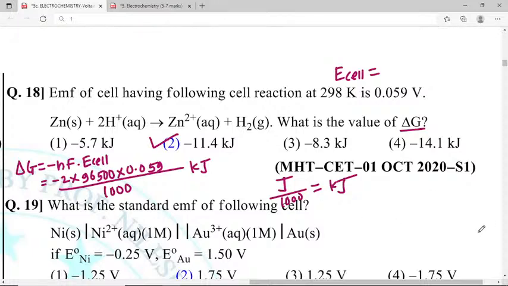Joule divided by 1000 will get the kilojoule. Conversion is very important. Here we have to calculate the kilojoule from the joule, so divide by 1000. If you divide by 1000, we'll get the kilojoule. So the answer is 11.4 minus.